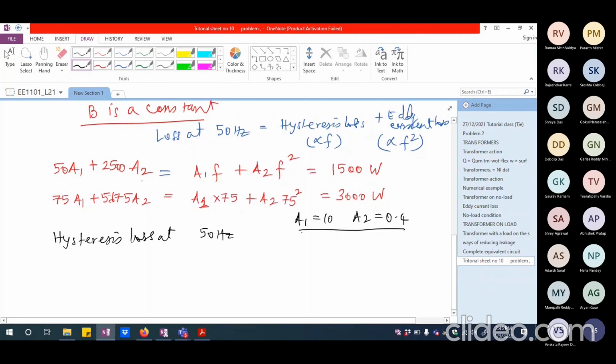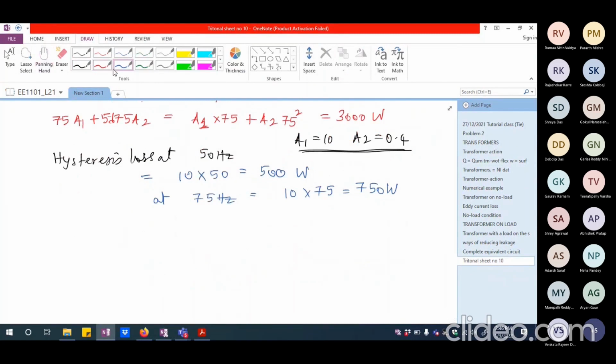Check it out. This is what we are getting when we solve for it. Hysteresis loss at 50 Hertz happens to be 10 times 50, which will be 500 watts. Similarly, hysteresis loss at 75 Hertz, if I calculate, will be 10 multiplied by 75, which is 750 watts.